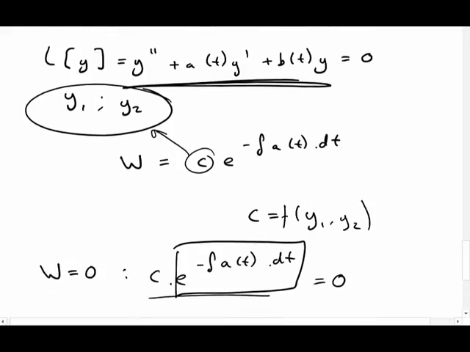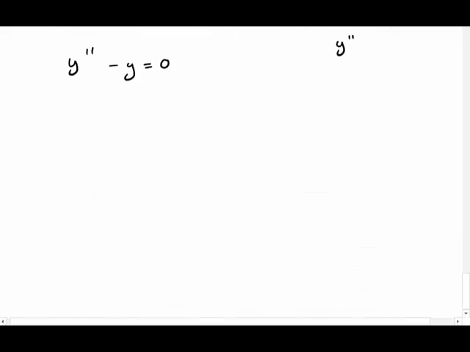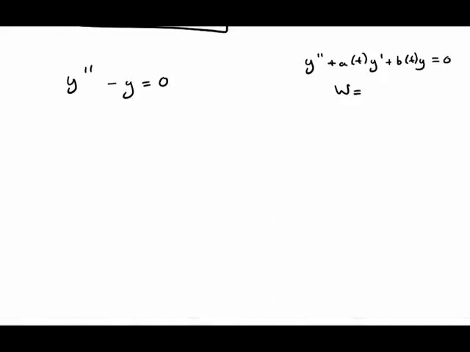So let's do an example. Let's suppose we have y double dash minus y equals 0. Remember what we have: this thing up here, and the Wronskian is given by that thing there. So I'll just write that out for you. The Wronskian is just going to be c times e to the negative integral of a of t. That's all there is to it.